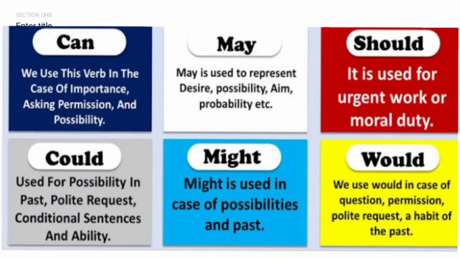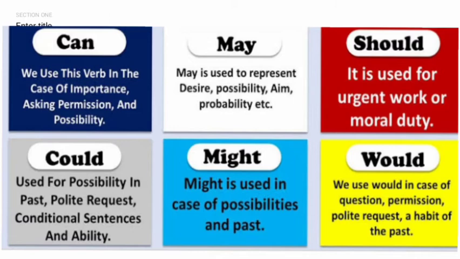Now these are some guidelines on where we will use can, may, should, could, might, and would. Can is used for ability, asking permission, and possibility. For example, you can say, can I come in? It is a permission. Possibility: I can write well. This is a possibility, or an ability as well.